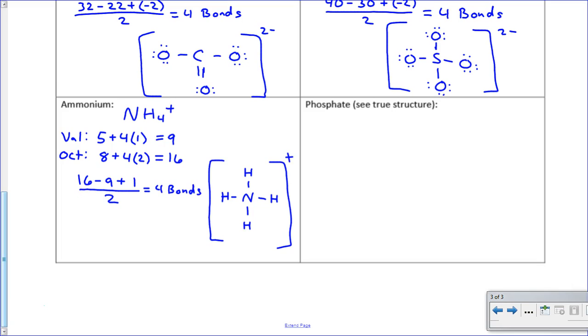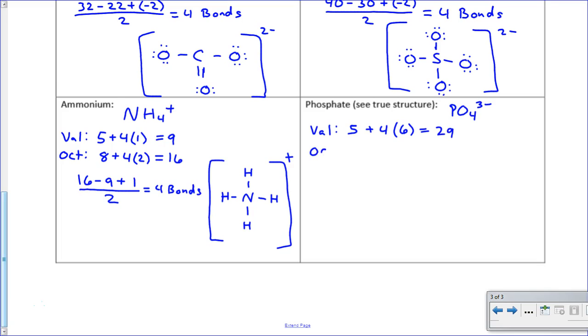All right, and for the last one here, PO4 3 minus. For our valence electrons, P has 5, plus 4 times, each oxygen has 6. Add those together, you should get 29.